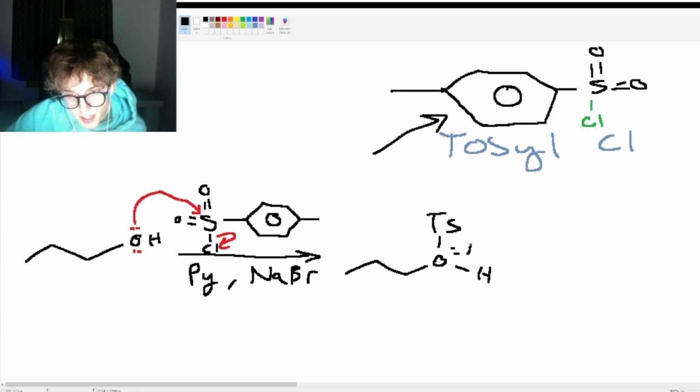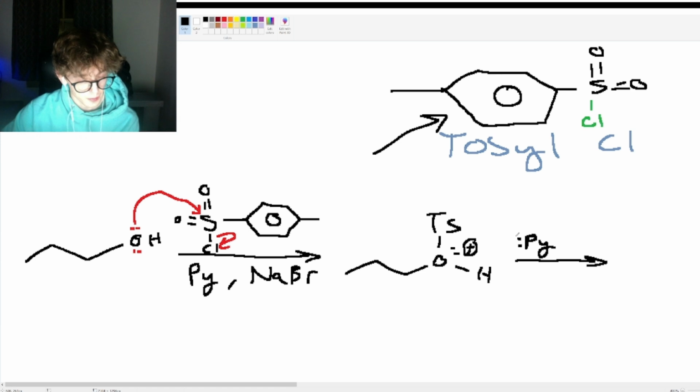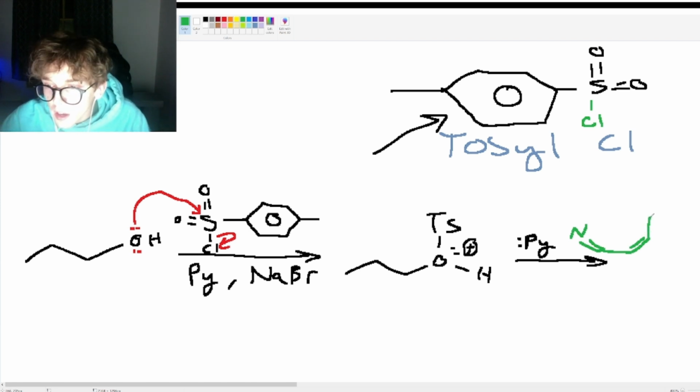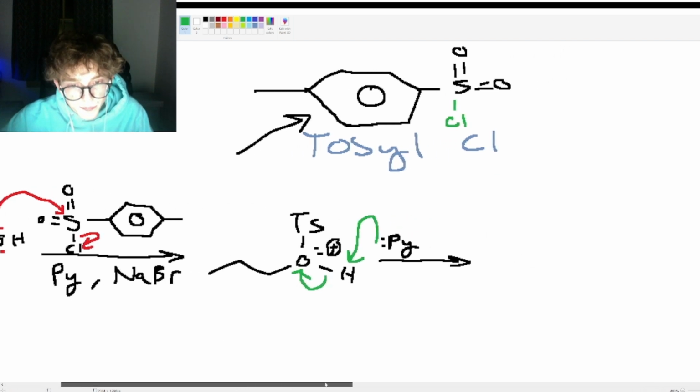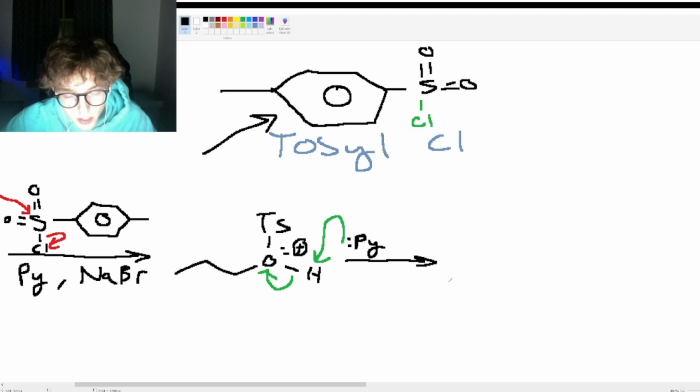Alrighty, so we know that this has a positive charge, and pyridine comes in with its electrons. Remember that pyridine is this here. It's just a nice little resonance stabilized base. It's really wonderful. So that comes in, and I'll just erase that. It comes in, steals that proton. Alrighty, now that tosyl group is ready to leave.